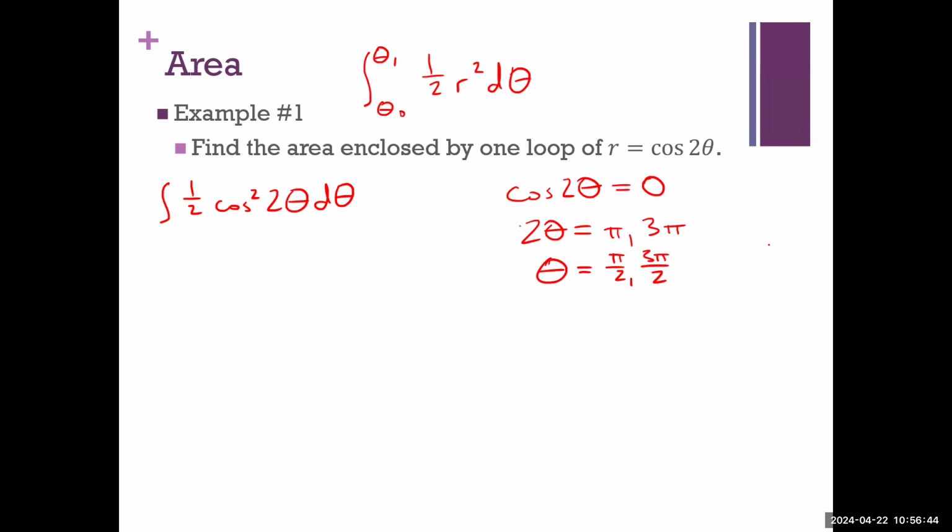Questions there? I'm sensing doubt. Plug pi over 2 into cosine 2 theta. It doesn't equal 0. It's thrown off by that, or by how these three relate to each other. So cosine 2 theta equals 0, so.